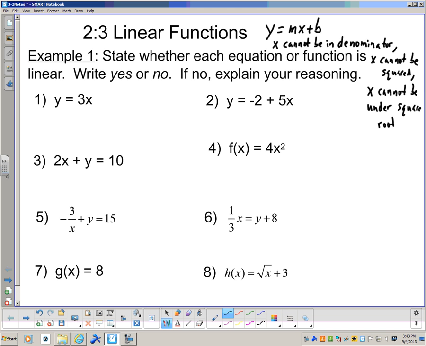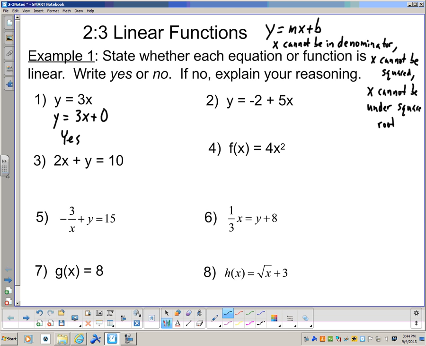So y equals 3x. If I were to write that in mx plus b form, I would go ahead and say y equals 3x plus 0. Now I don't really need to put the plus 0, but if you were to say, okay, now I definitely can tell what the slope is, 3, and the y-intercept there is 0. So yes, this is linear.